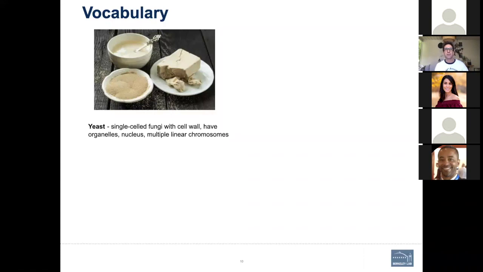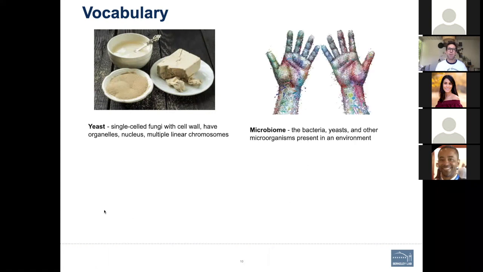So yeast, well, rather than just show you another picture of unicellular organisms, they are also unicellular organisms, except they are fungi, not bacteria. They're similar in some ways. They have a cell wall, but they do have organelles and a nucleus, and they have multiple linear chromosomes consisting of their DNA. Next, please. Waiting for that next animation to come up.